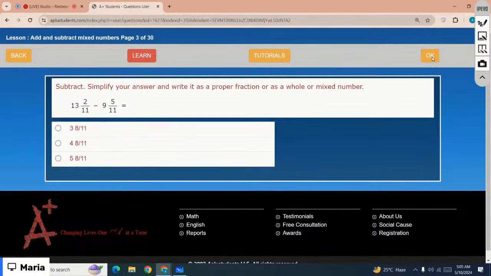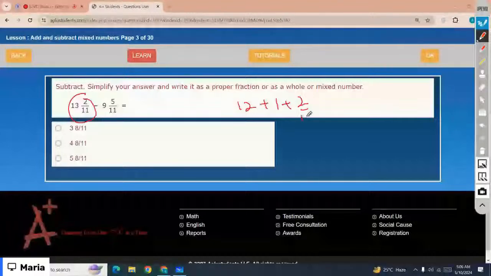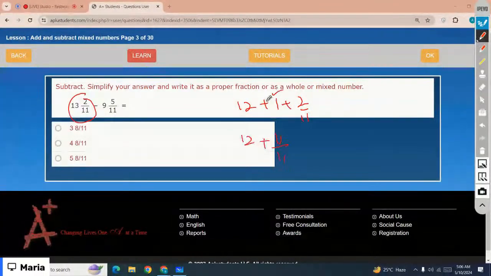Okay, the next one is 13 whole 2 over 11 minus 9 whole 4 over 11. Now again for this one you have to do exactly the same thing, because the numerator of the first fraction is smaller than the second one, so you need to rewrite this fraction, right? How do we write? Just write 13 as 12 plus 1 plus 2 over 11, right? Then write this 1 as 11 over 11. Why 11 over 11? Look, because here the denominator is 11, right?